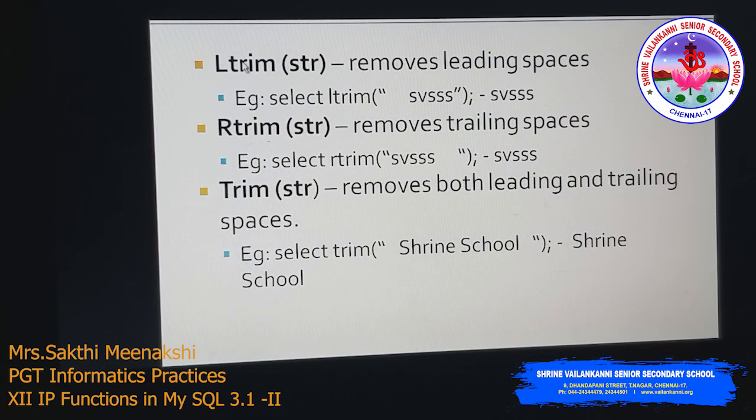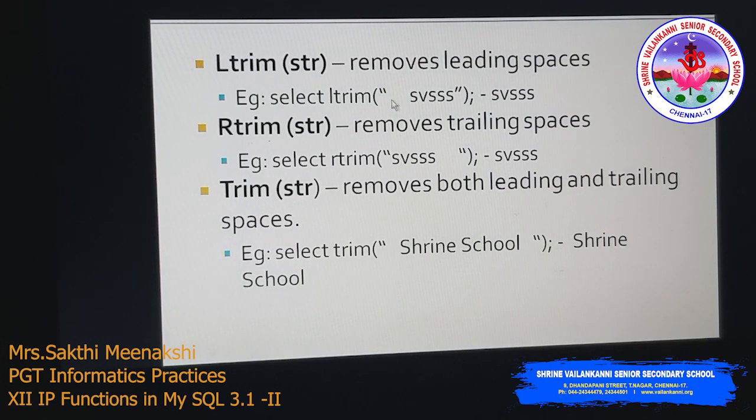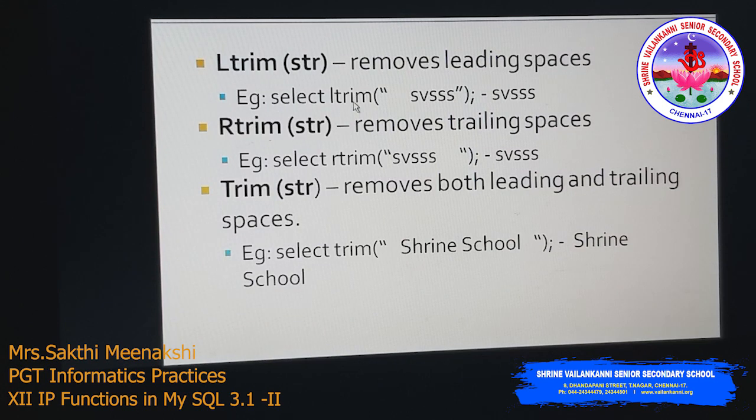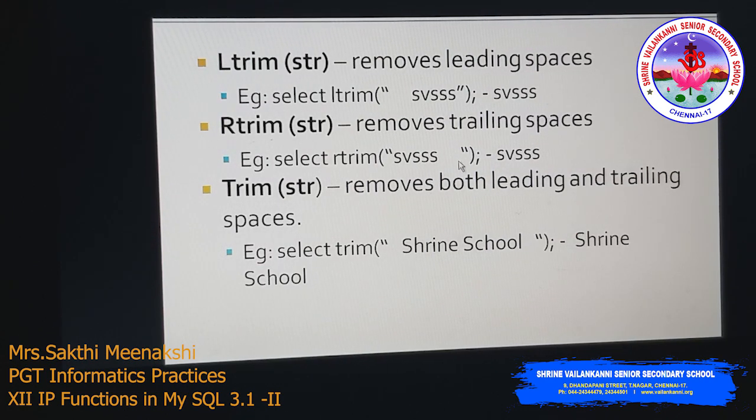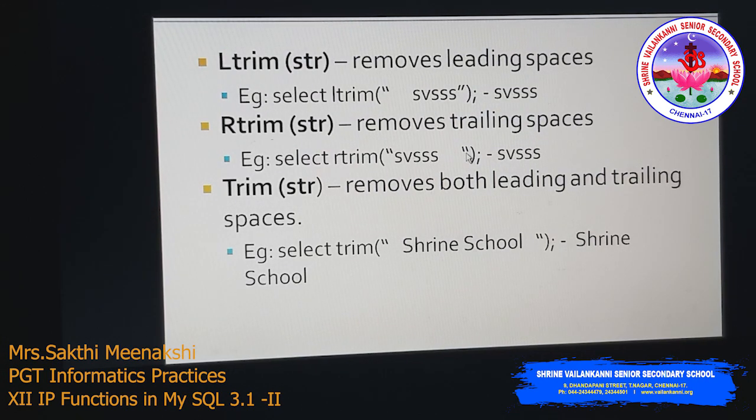So next one we have LTRIM. LTRIM means left trim. It removes leading spaces, the left side spaces. So these spaces will be removed if you use the function LTRIM. RTRIM removes the trailing spaces. Select RTRIM of SVS. Here I have empty spaces on the right side. This function removes these trailing spaces. So this one returns SVS.